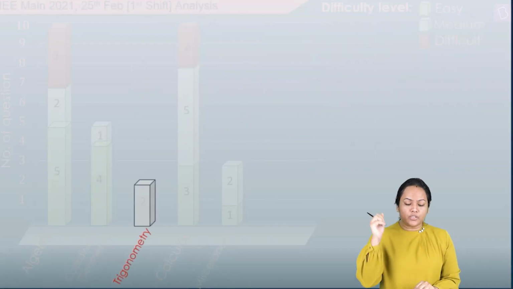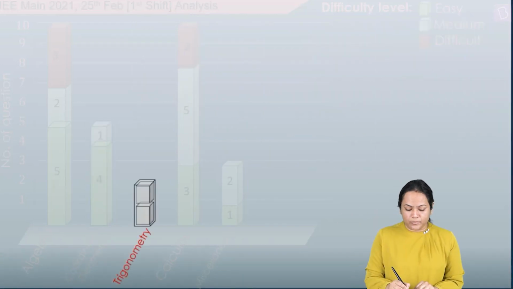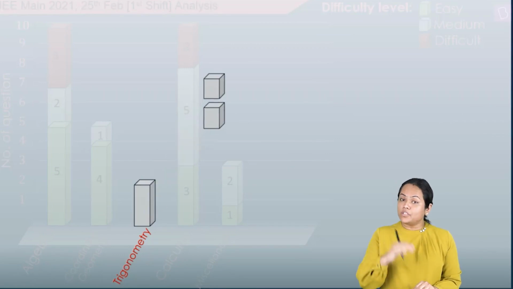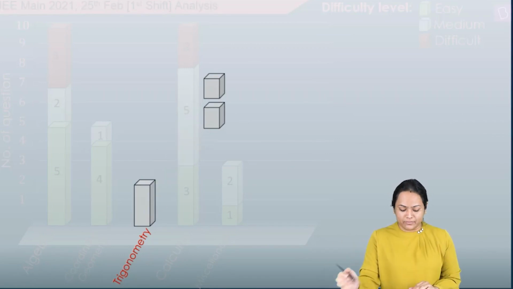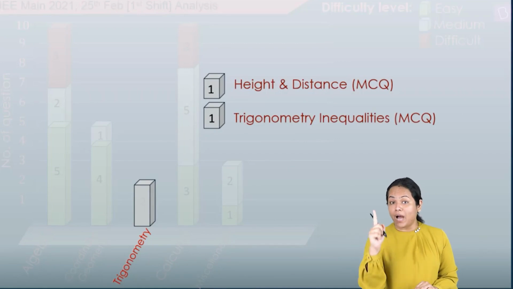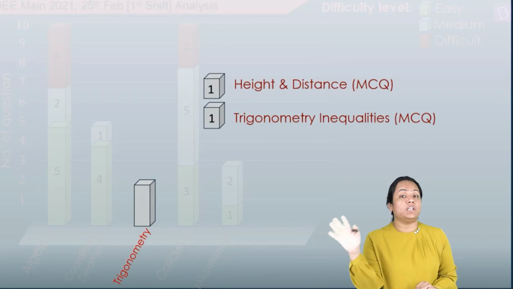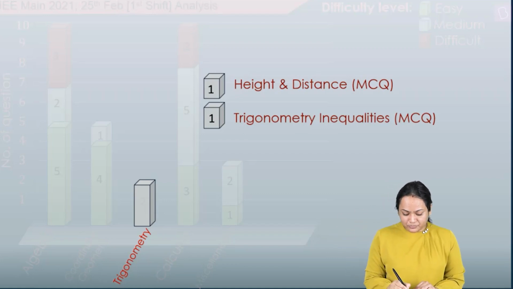And moving further to the trigonometry part, there were only two questions, which were obviously at the moderate level, and these two questions were from heights and distances and trigonometric inequalities. Again, no question was asked from inverse trigonometric functions.